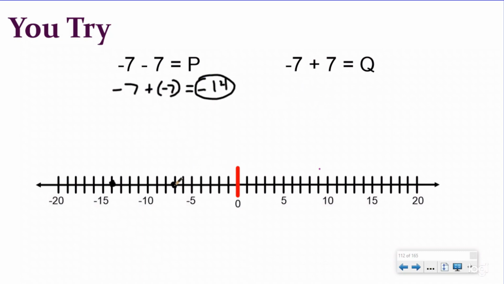When you start at negative 7 and then you move to the right 7 spaces, we should know that these are opposites of each other, so it's a 0 pair. So when you move 7 to the right, you're going to end up at 0. So Q equaled 0 for this one. Hopefully you're able to get both those correct. If not, it's okay. You can go back and rewatch the video.